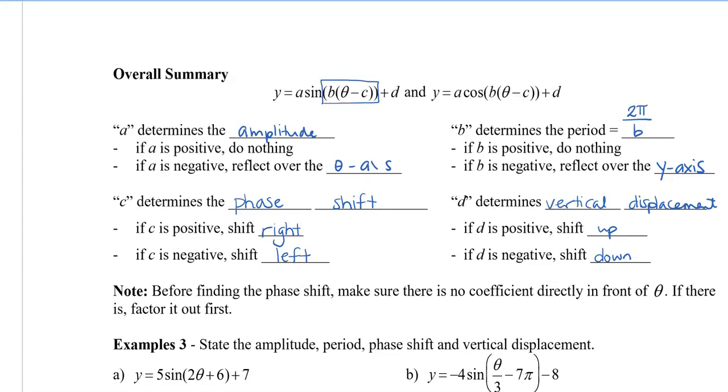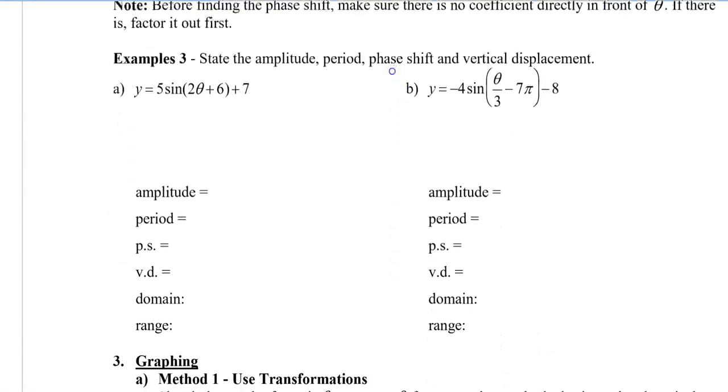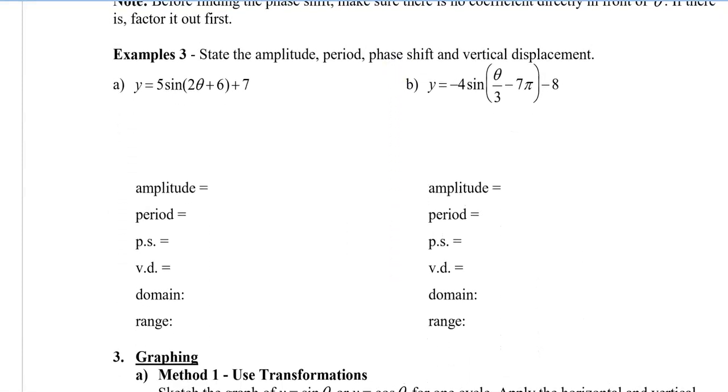Now, before we find the phase shift, we need to make sure there's no coefficient directly in front of theta. If there is, we need to factor it out first. So let me show you an example where this will happen. So if we take a look here, we have 5 sine, and in the brackets we have 2 theta plus 6. Now it looks like our period, or the B value, is 2, which it is. But it looks like our phase shift is 6, but actually it is not.